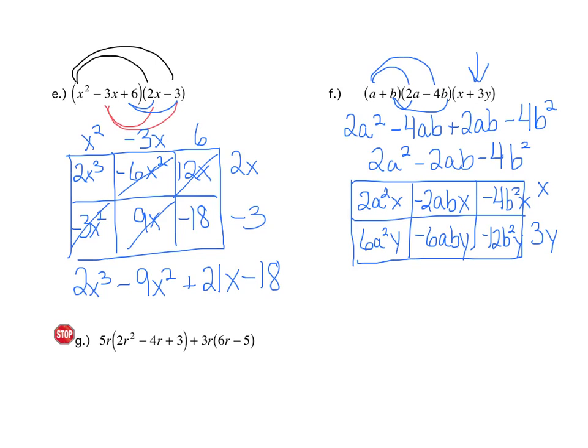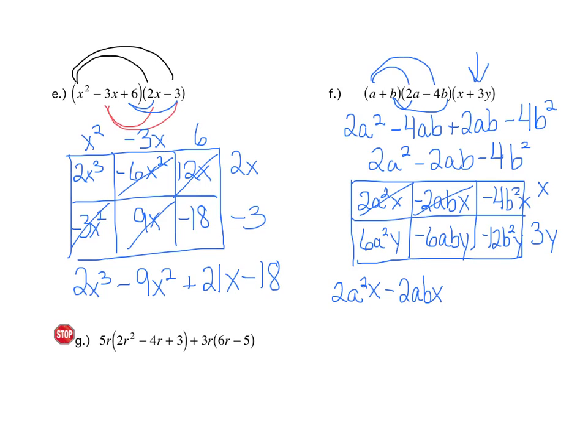Alright, so I'm looking for like terms. First thing I see is an a squared x. I have two of those. So I look through and see if there's any other a squared x's. There's not, so I just bring that term down. So it's 2a squared x. Done. Next I see an abx. Looking through this, I don't see any other abx's, so it's just minus 2abx.